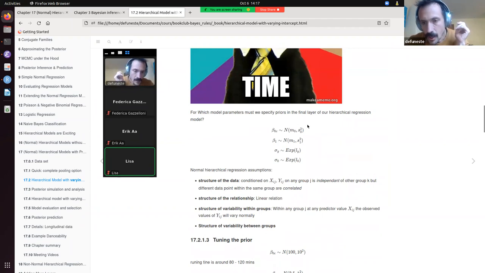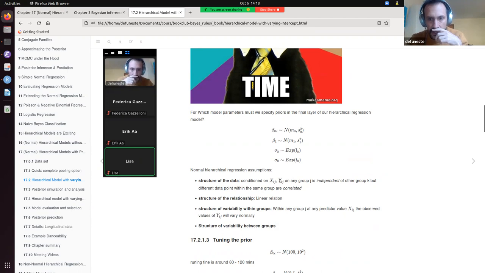Okay, so I haven't completed them, but obviously the beta 0 doesn't change, and we will need to specify the variation between groups and the variation within groups.